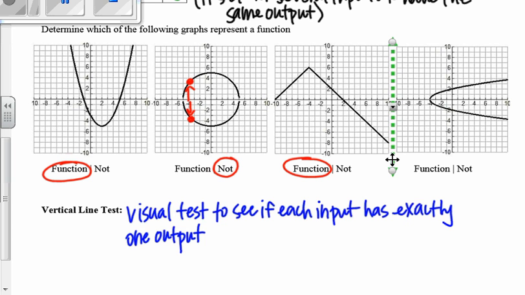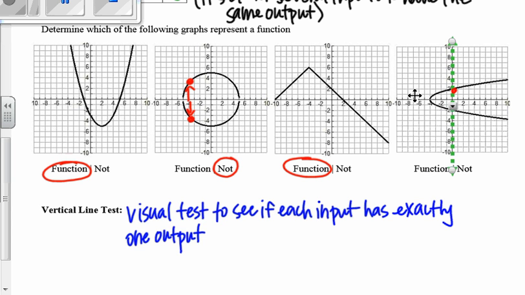Can't grab it. There it is. Take our vertical line, move it across. Just moving slow here. There we go. And notice it is touching at 2 points. So for example, right here, I could pause it anywhere really, but I'm just pausing it here. There's two outputs at the same input.